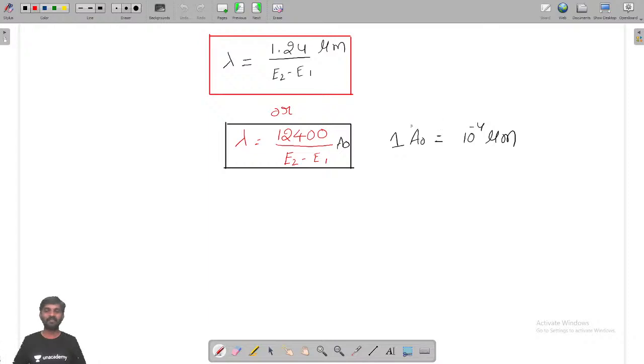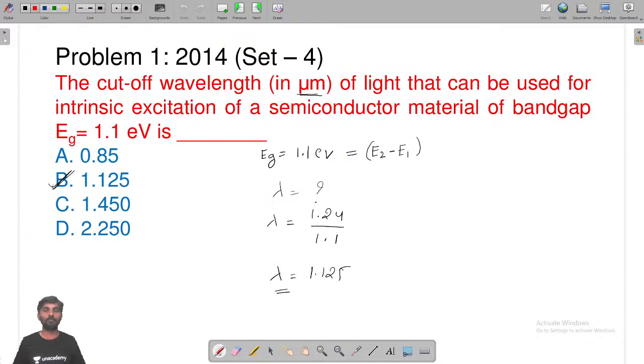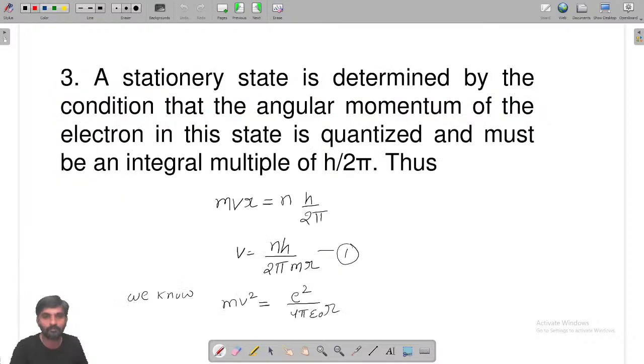In some cases in the examination, you should be very careful whether the answer is asked in angstroms or micrometers. And we have also solved this problem, which is from 2014, not too long ago, but you can get easy questions like this also. We have discussed this problem.